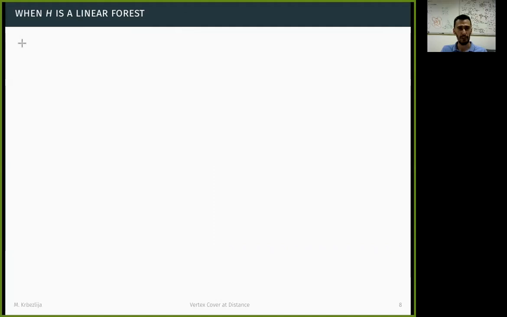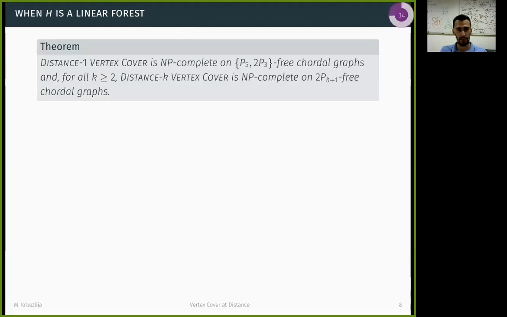Let us see what happens when H is a linear forest. One might assume that the problem becomes polynomial. However, that is not true in every case. And this theorem will tell us more about it. We show that the distance one vertex cover is NP-complete on (P5, 2P3)-free chordal graphs. And for every k greater than or equal to 2, we show that the distance k vertex cover is NP-complete on 2P(k+1)-free chordal graphs.